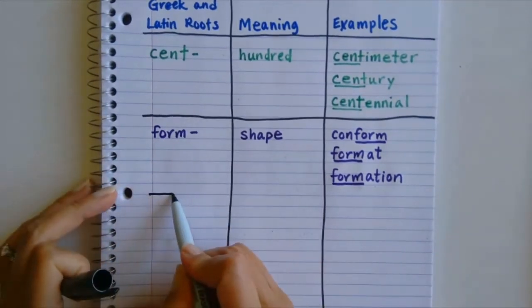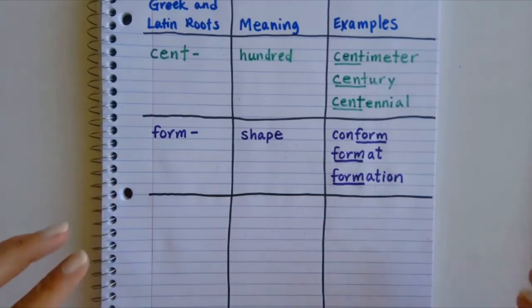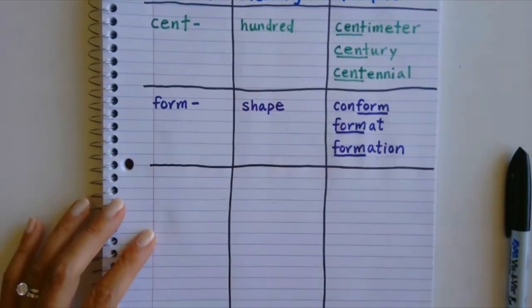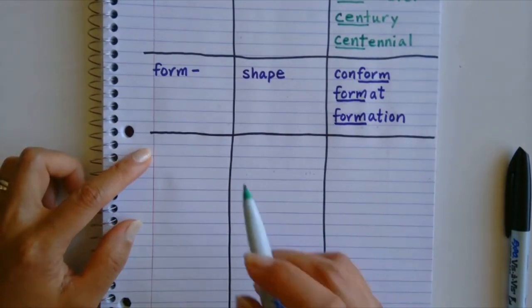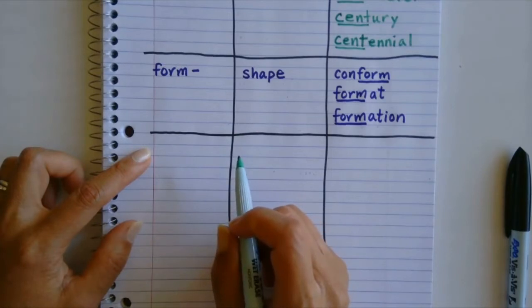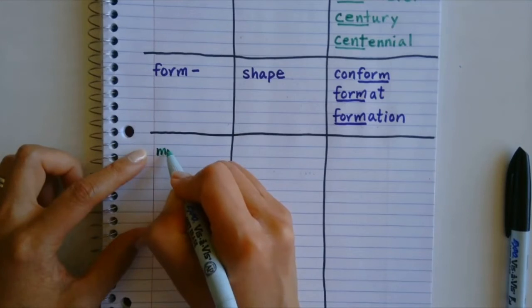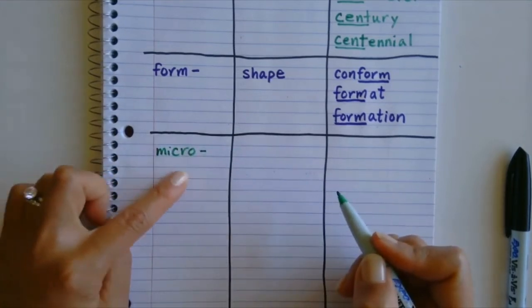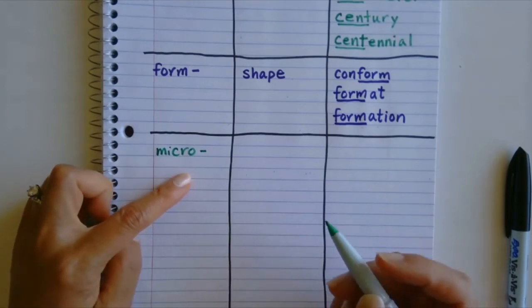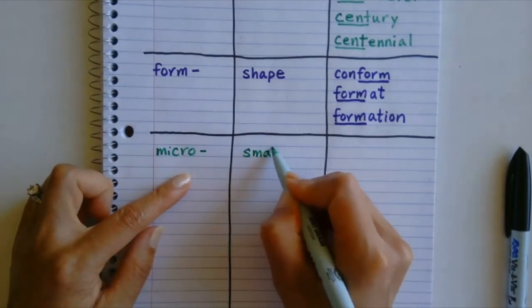And I'm going to draw another horizontal line going this way. So I can add more Greek and Latin roots. So let's go ahead and add another one here. And we're going to add micro. Micro. I heard of this word micro. And micro, the meaning of micro is small.